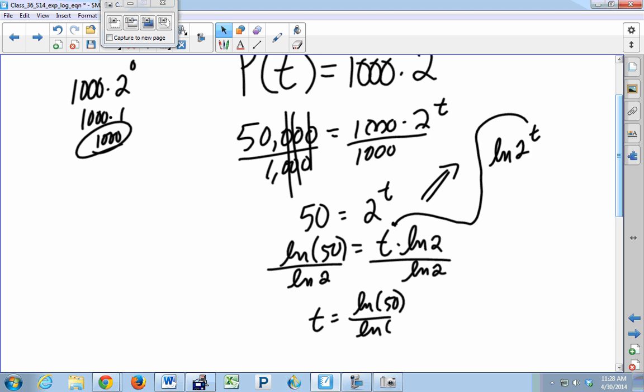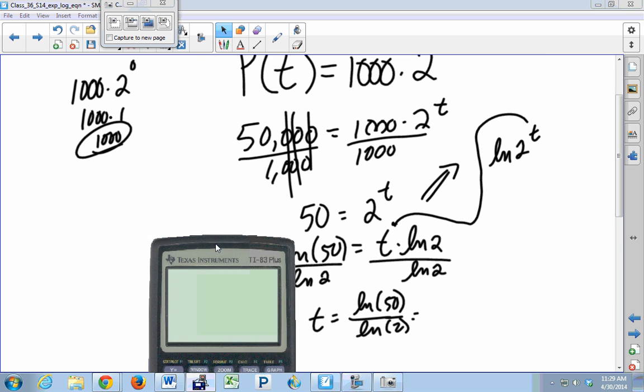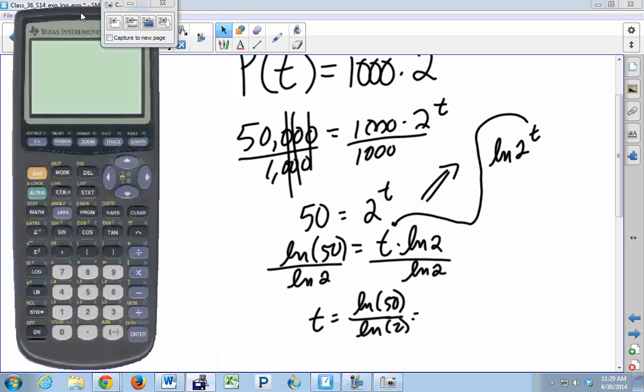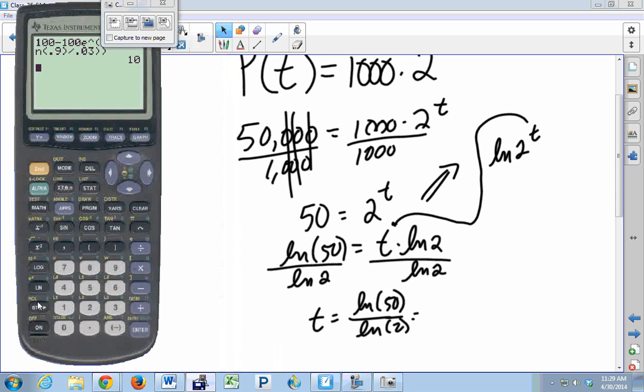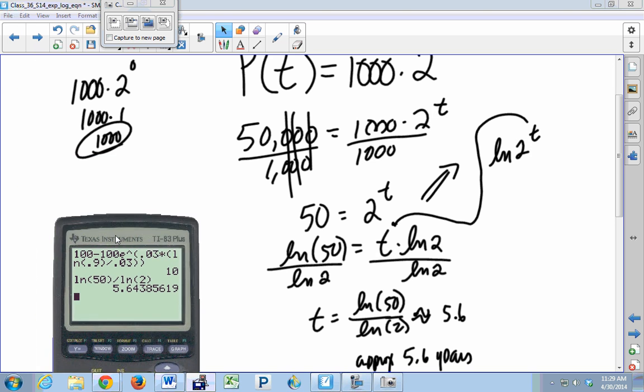So how many years is it going to take for the rabbit population to get to 50,000 from 1,000? You'd say, wow, that's quite a lot of growth, but let's see how many years it's going to take. Natural log of 50 divided by natural log of 2, 5.6 years approximately. So approximately 5.6 years. Not very long to get up to 50,000, those little rabbits.